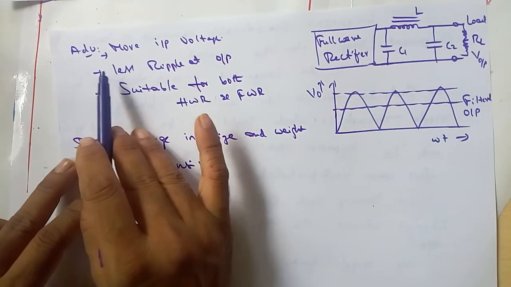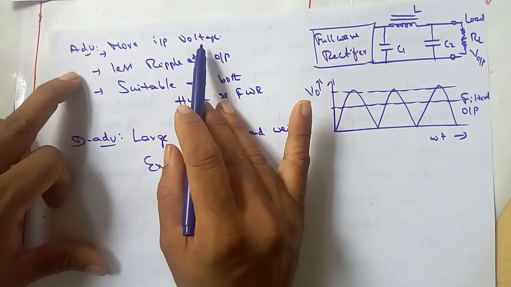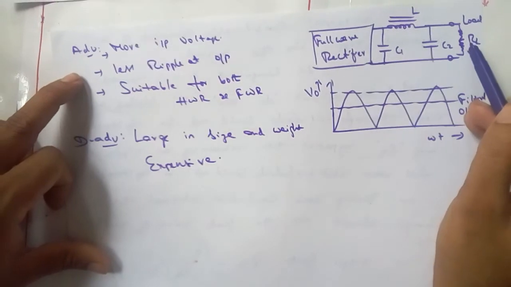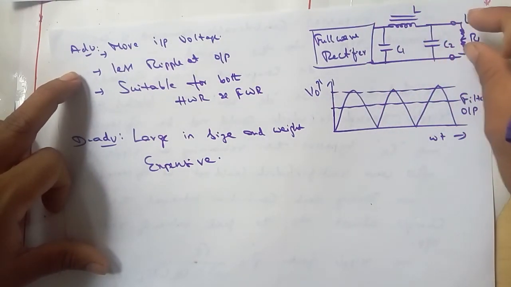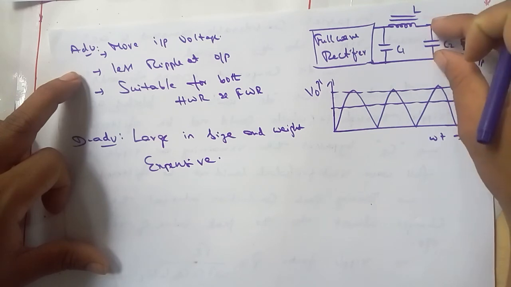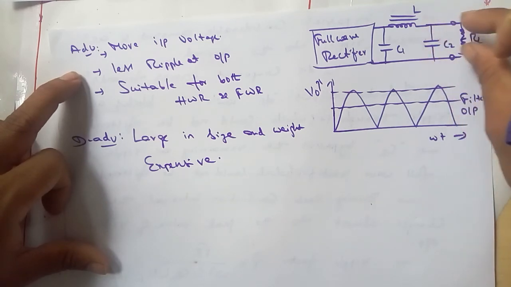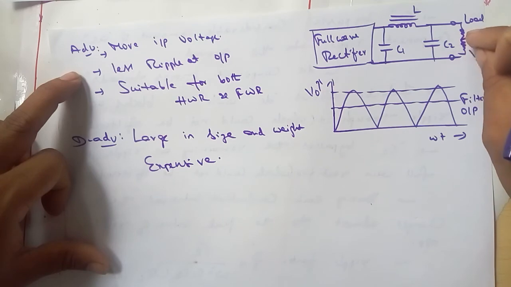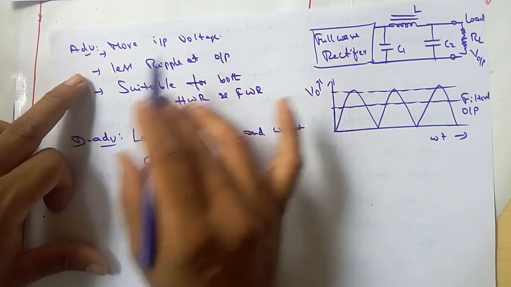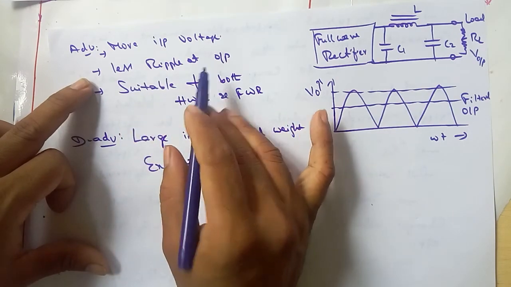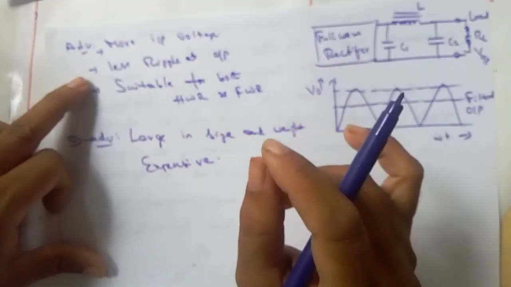Advantages. First, more input voltage. Here we have more input voltage for the load resistance. See here, this is the output, and this output is the input for the load resistance RL. That's why there is more input voltage. Next, very less ripple. Here it has less AC component.